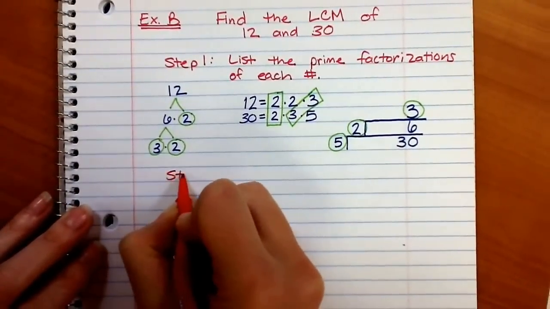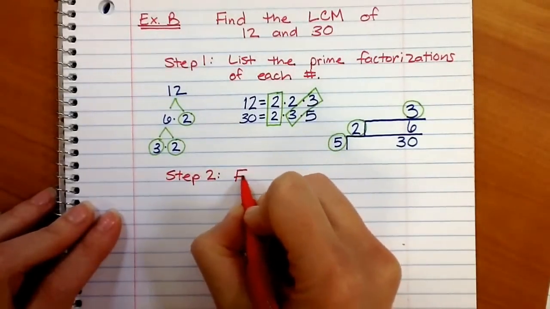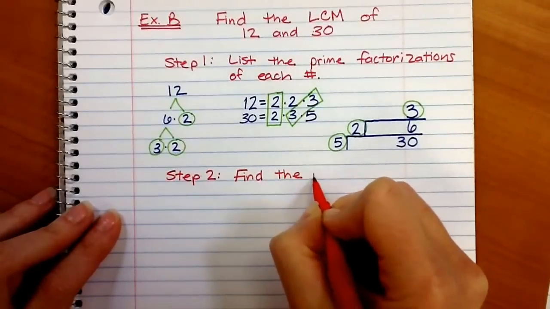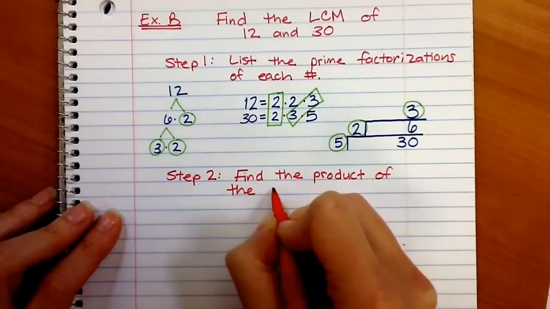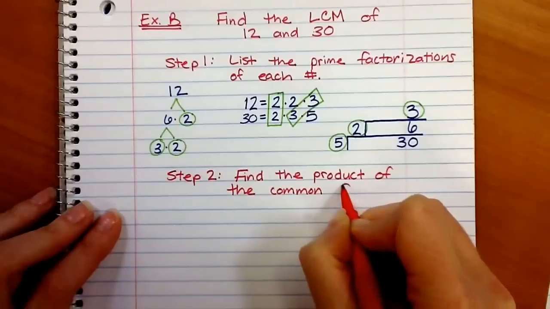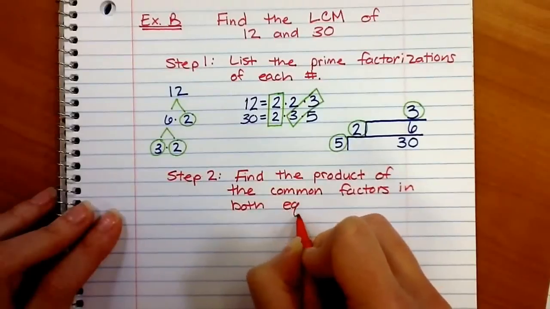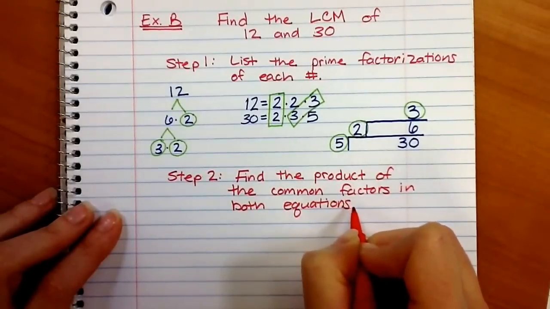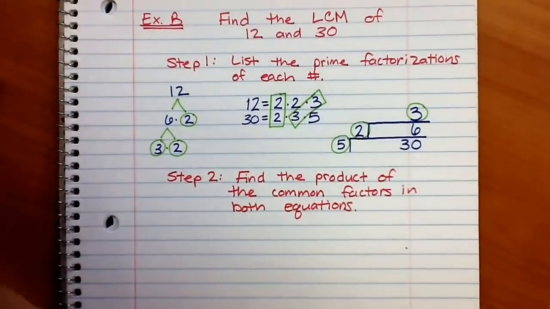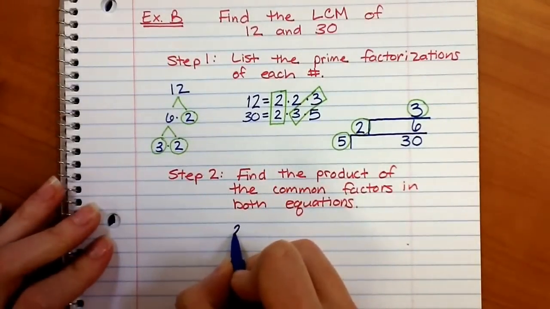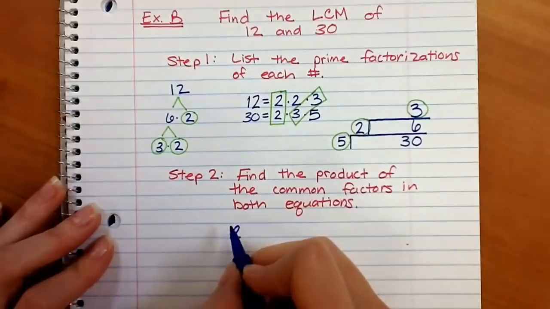Step 2 is to find the product of the common factors in both equations. And I saw that it was 2 and 3, so I'm going to take my 2, and I just take the number. I don't take how many times the number's here. So there's 2 2's here, but they're the same, so I just count it as 1 2.